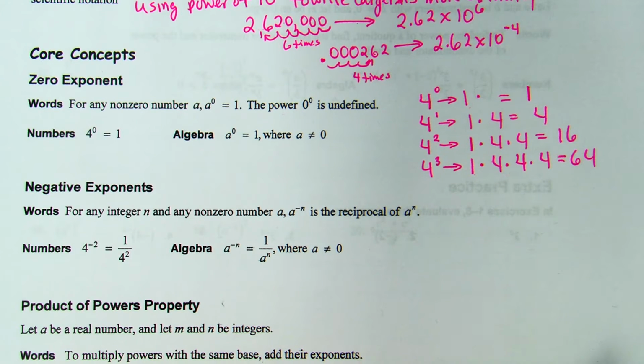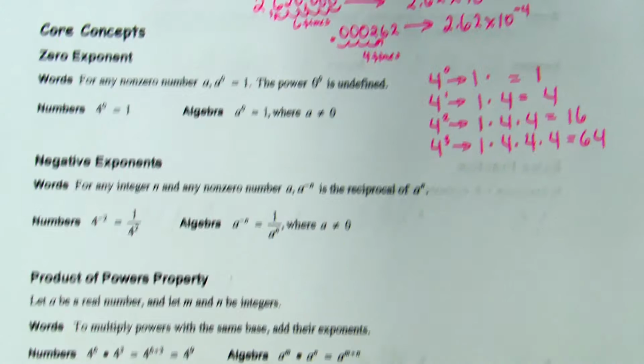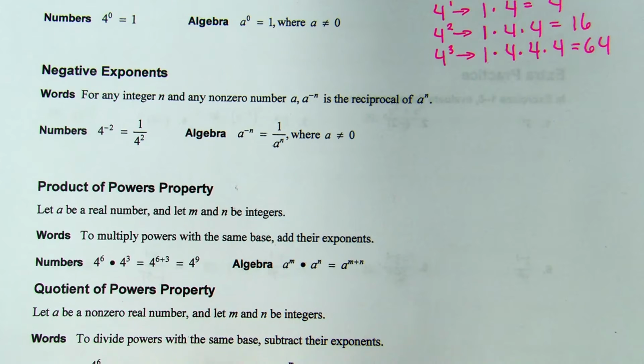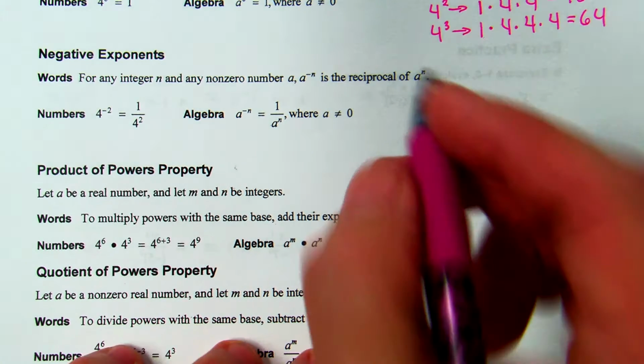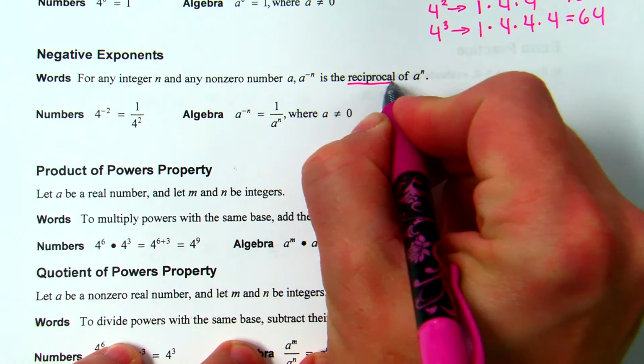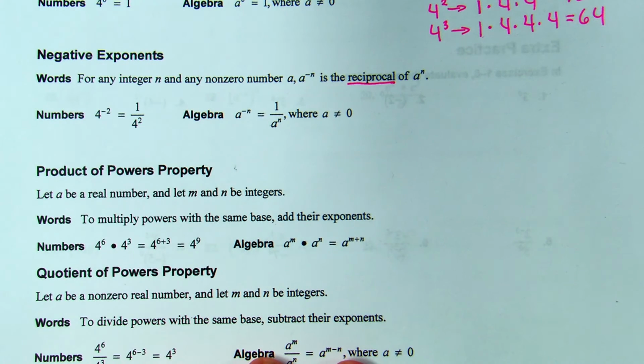All right, so that rule is out of the way. Let's move to the next one. Negative exponents. When we're dealing with negative exponents, we're going to have to remember reciprocals. And basically, we just have to put it in fraction form and flip the fraction is maybe the simplest way to explain that.